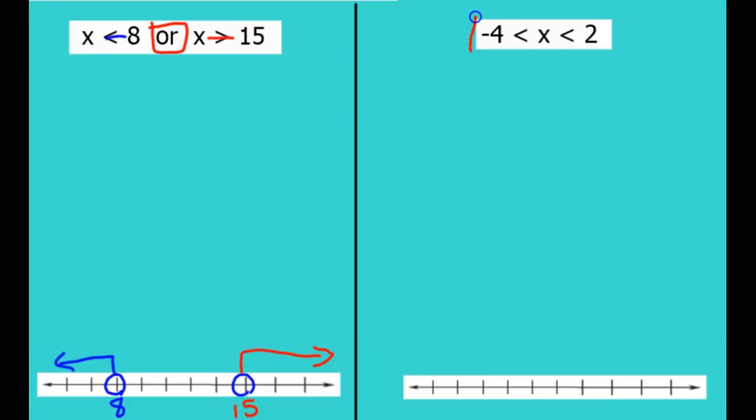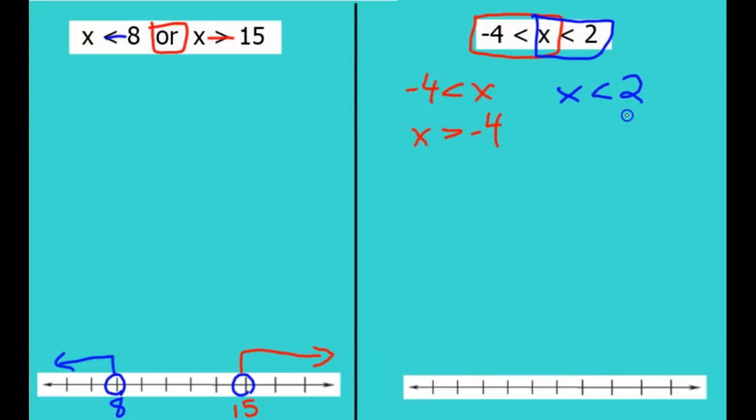Here we can separate these into two problems. One there, and one here. So what we have is -4 is less than x, and x is less than 2. Now the problem with this is that our variable is on the right, so we need to get it to the left by flipping it. So x is now greater than -4.